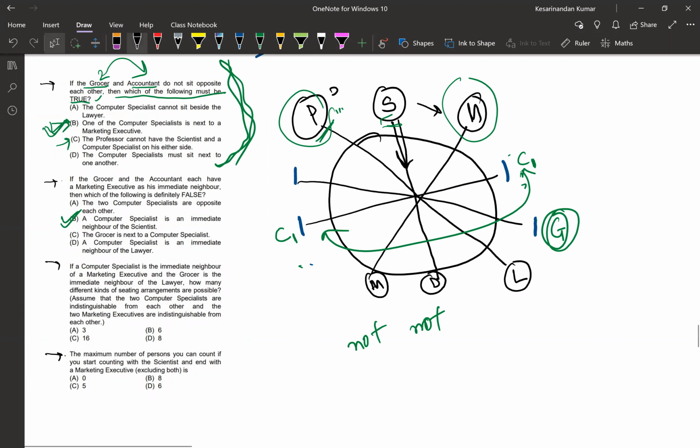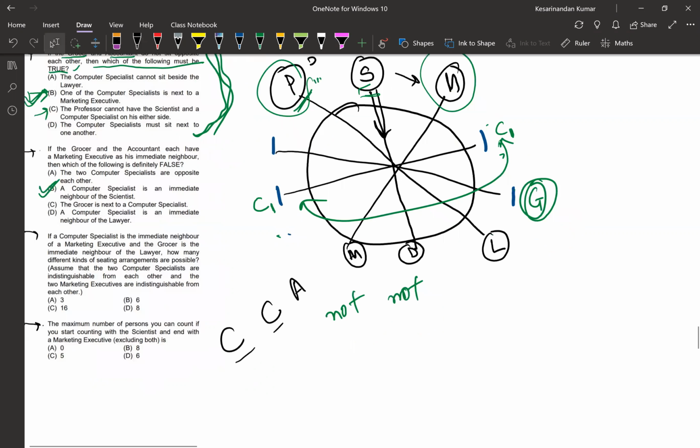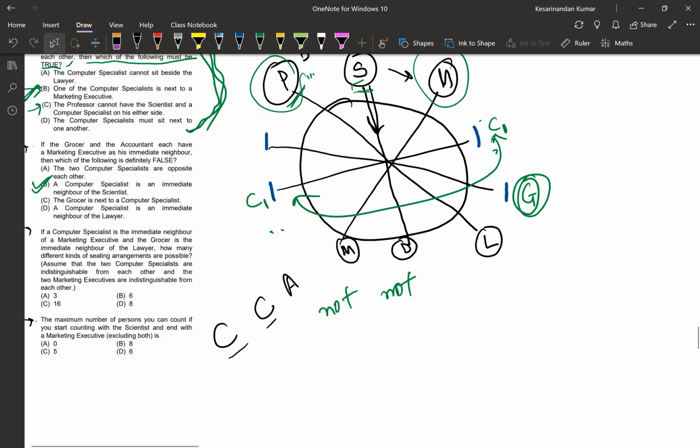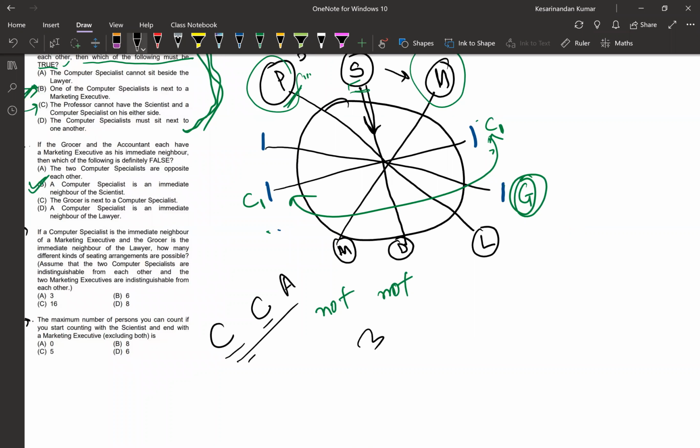How many people are remaining, guys? Two C's are remaining and one accountant is remaining. How many places are remaining? Three. Three people, three places, so 3 factorial. How many are common? 2 factorial. The answer is 3.